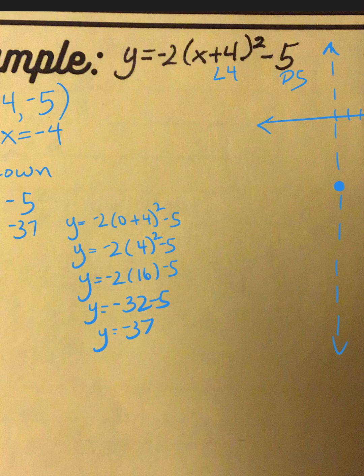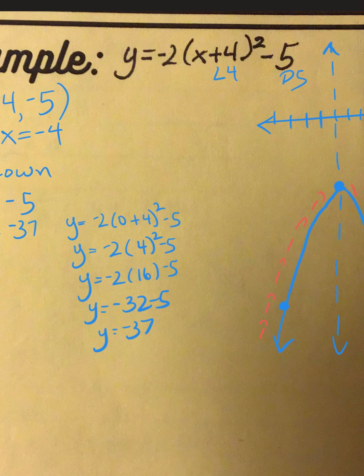I'm going to reflect this point across the axis of symmetry. This point is 4 units from the axis of symmetry, so I'm going to go 4 units on the other side. 1, 2, 3, 4, and come down. And then I'm going to draw. Okay, there's the graph. And I'm going to use red just for me.